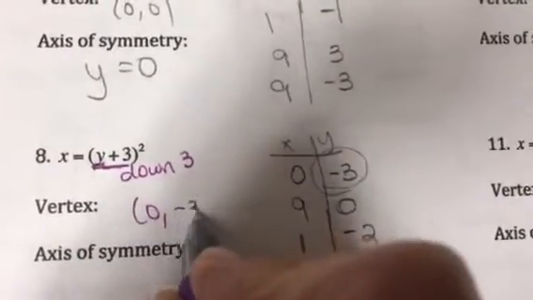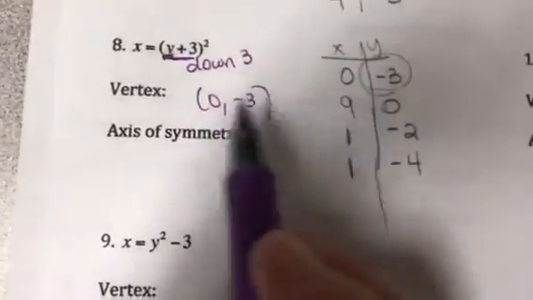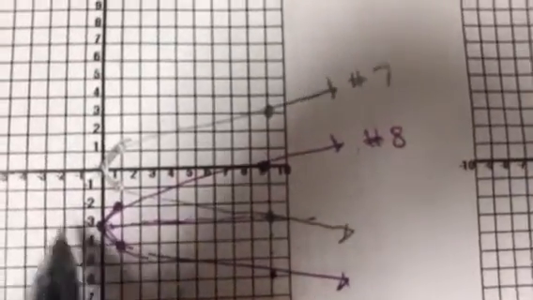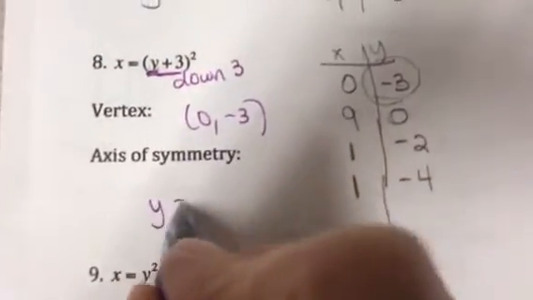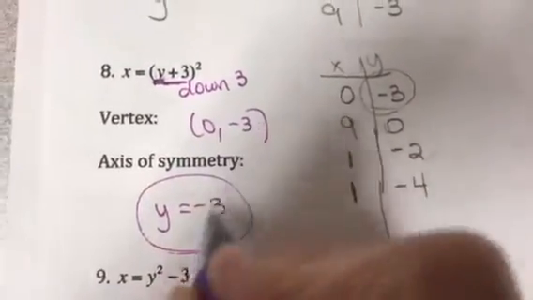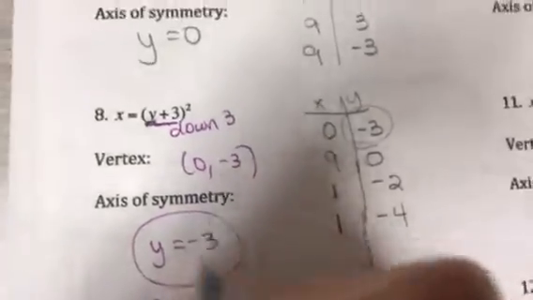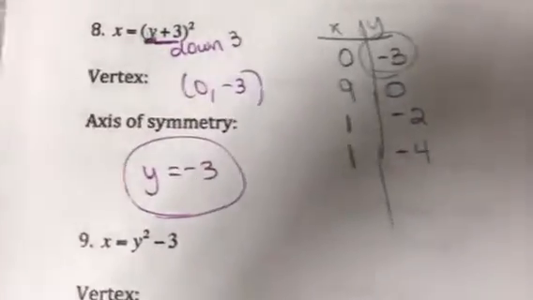Here is my vertex. My axis of symmetry. Look at this. This is so cool. This right here is my axis of symmetry, which is the line y equals -3. Okay, no coincidence there. There's so much reasoning going on right there.